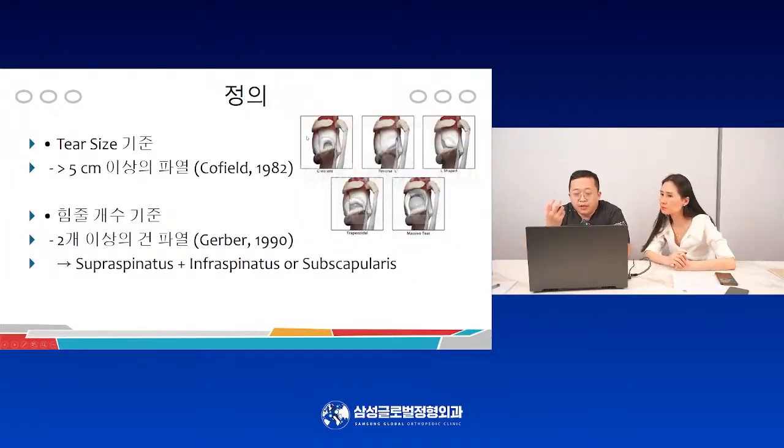When the cuff tear is so severe, that could bring some kind of rotator cuff arthropathy, some kind of arthritic change. So many doctors were worried about it. Many shoulder specialists always fix that with rotator cuff repair.